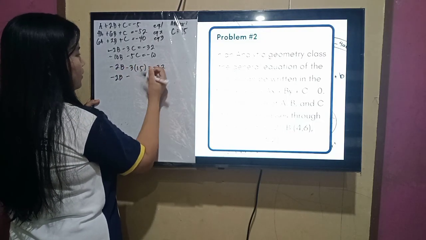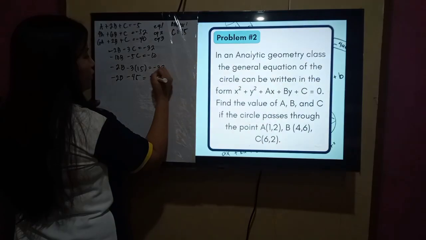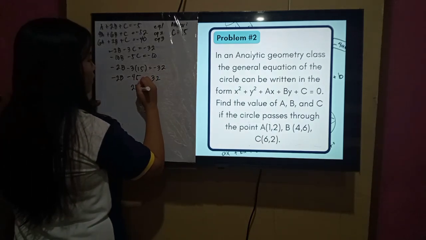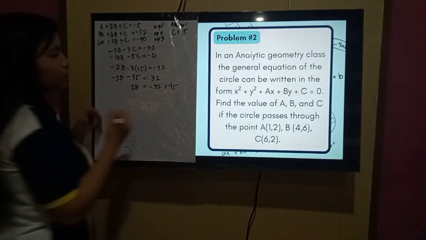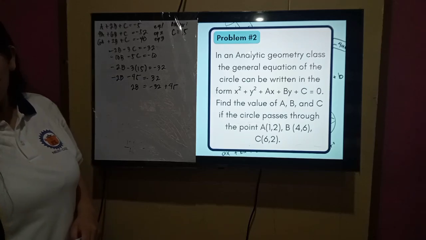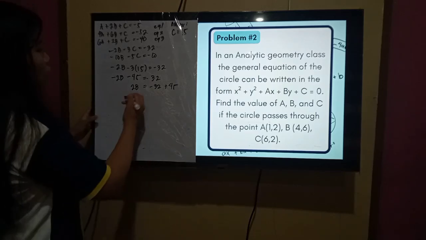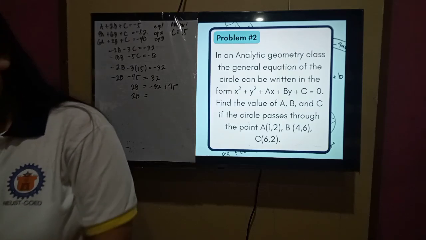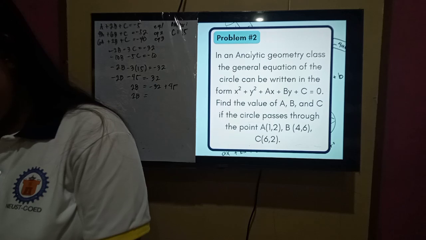2B, 15 times 3 is equals to 45. 32. And then, nililipat natin siya dito. So, we have 2B is equals to negative 32 plus 45. So, ngayon, 2B is equals to negative 32 plus 45, that would be 13.